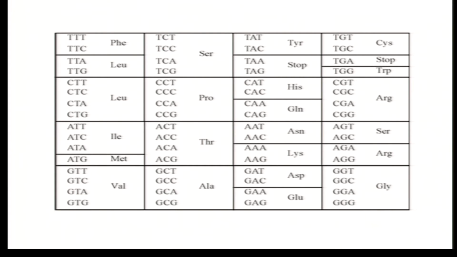One of the things you'll start to see here is that the same building block can have more than one three-letter code coding for it. So the bricklayer could get CTT and he'll throw in a leucine. He might get CTA and he'll throw in a leucine. He might get CTC, he'll throw in a leucine. So several instructions can code for the same building block, all right?